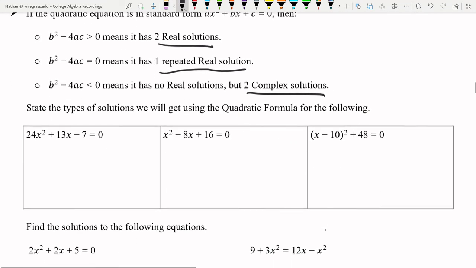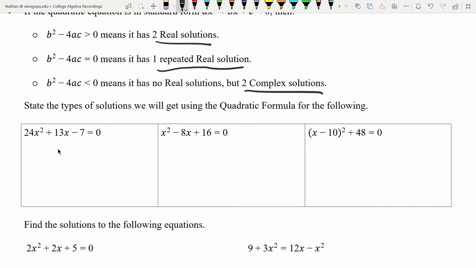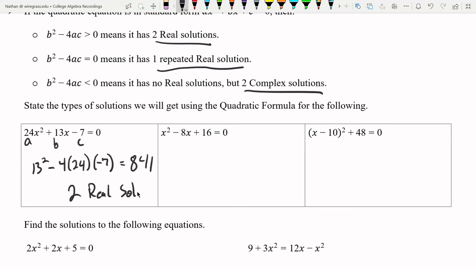Okay, let's actually try this out in 3 different quadratic equations. Each one of these I believe we've seen before. For this one, we have a, b, and c. So the discriminant, b squared minus 4 times a times c, is going to be, let's go ahead and plug this in a calculator, 13 squared is 169, then plus 4 times 24 times 7 gives us 841. That means that this is greater than 0, so we have two real solutions.